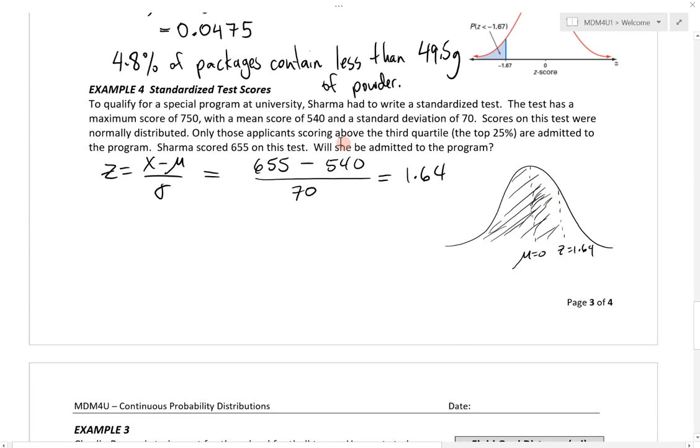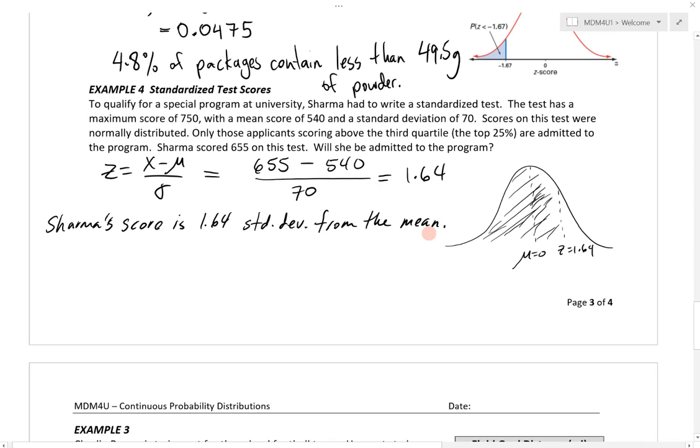Will she be admitted to the program? So 1.64 means Sharma's score is 1.64. Remember what z-score means? It's just how many standard deviations. So it's 1.64 standard deviations from the mean. So what does that mean?